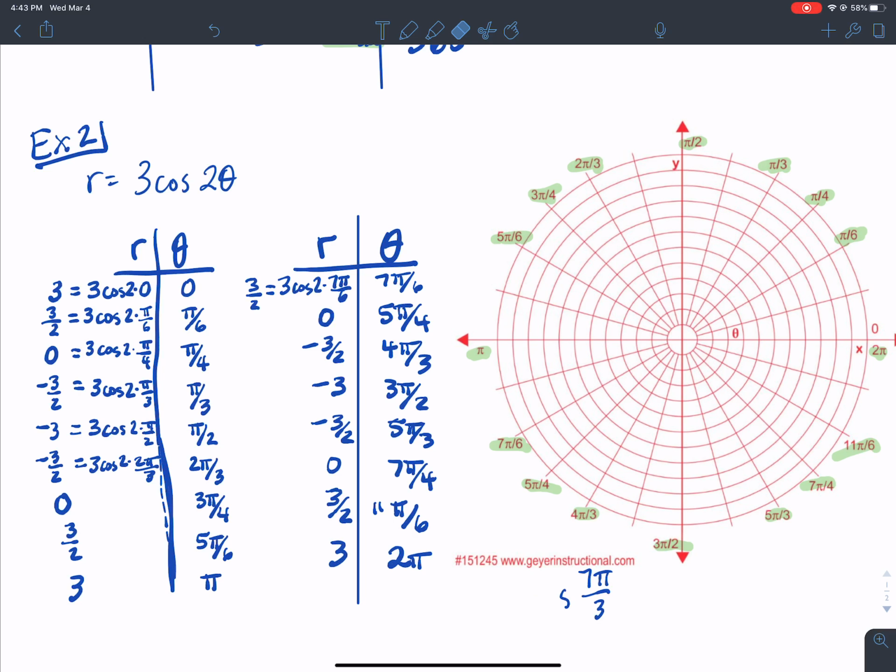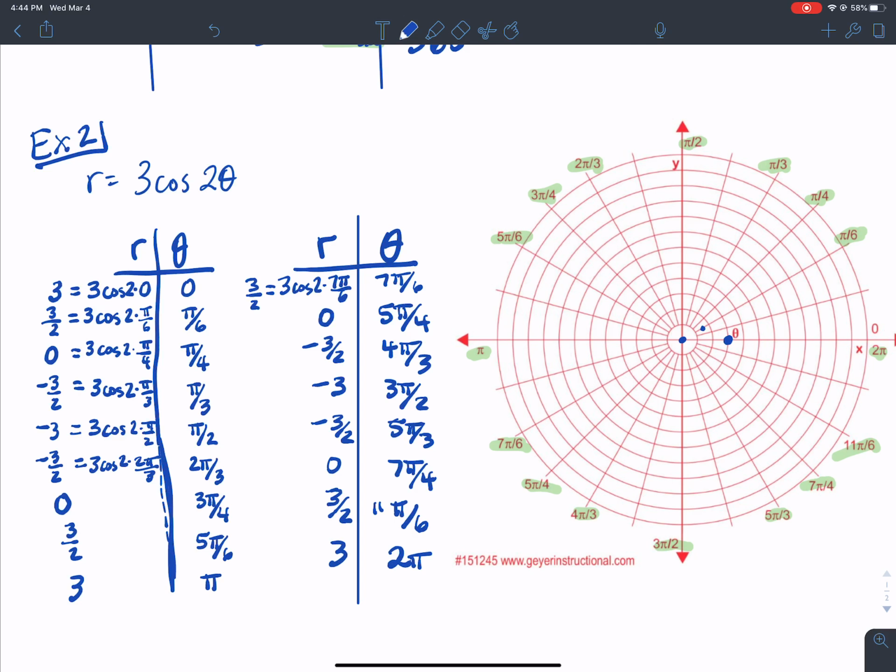Now the more challenging thing in this one is going to be how to handle graphing negative radii. All right, so let's tackle graphing this one. So the first one is 0, 3, so go out to 3 on the 0. Now at pi over 6, you're going to go out to 1.5. So that's right here. At pi over 4, you're at 0. So that stays right there at the pole.